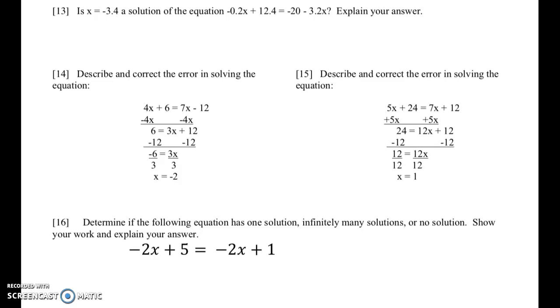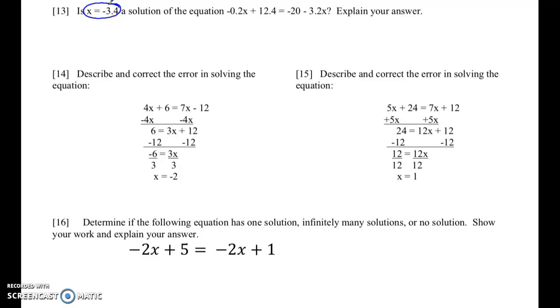So we're going to pick it up where we left off on number 13. Number 13, we're looking to see, is x equals negative 3.4 a solution for our equation? We could just take the negative 3.4 and plug it in. That would be a way to solve it. But I'm going to choose to solve the equation and then see if my answer ends up matching what they are asking about.